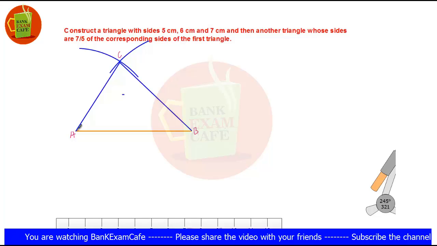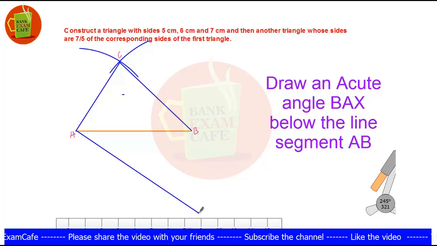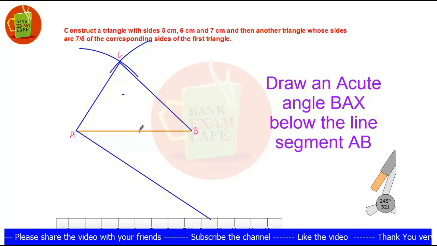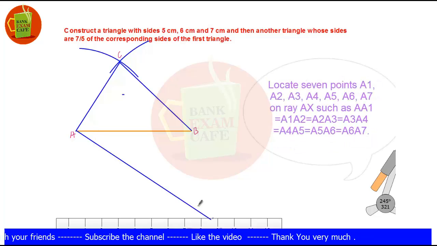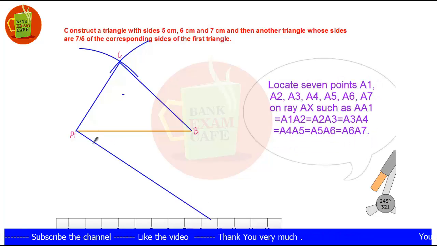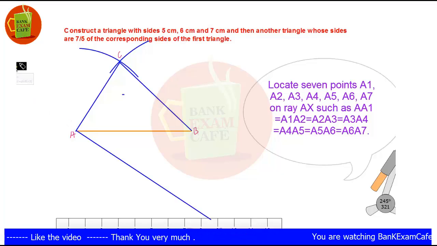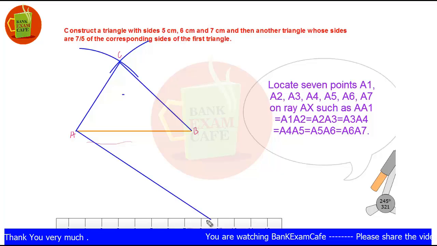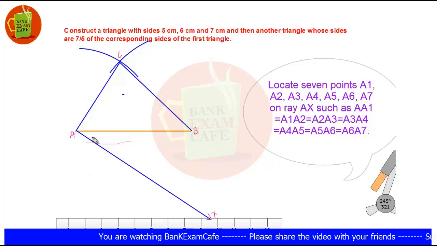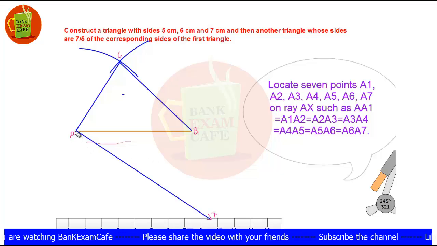Now draw AX ray such that it makes an acute angle with AB side. Now on AX ray, draw 7 arcs at equal distances from point A. So here this will be the AX ray, and on this AX ray we have to draw 7 arcs at equal distances from point A.